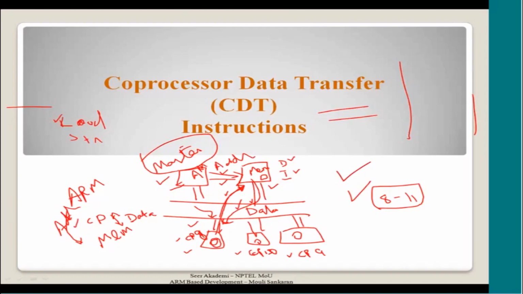I will tell you why the control is always with ARM. But at that moment, please remember the address is generated by ARM, and the data, based on the read or write operation, is either provided by the coprocessor or accepted by the coprocessor.